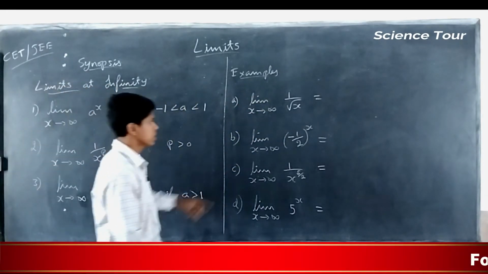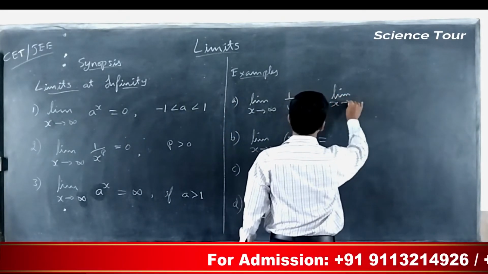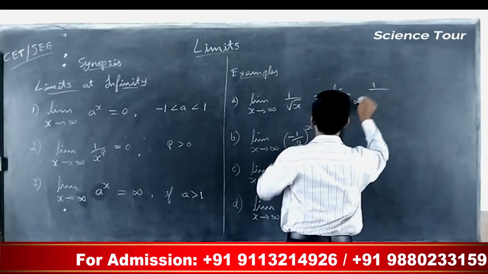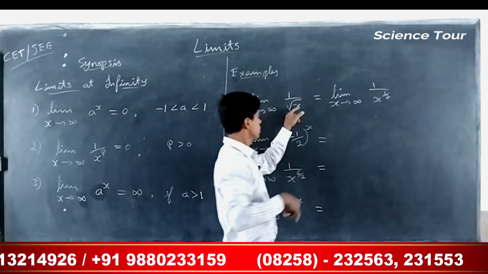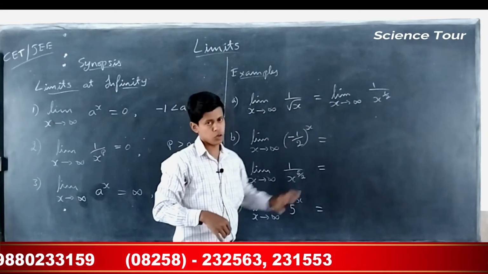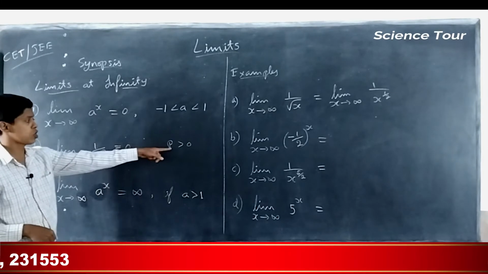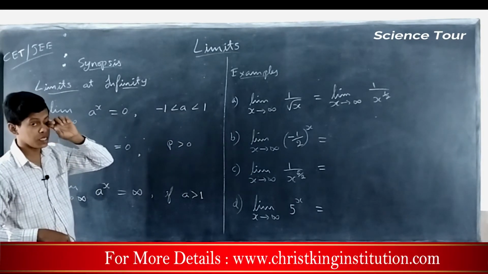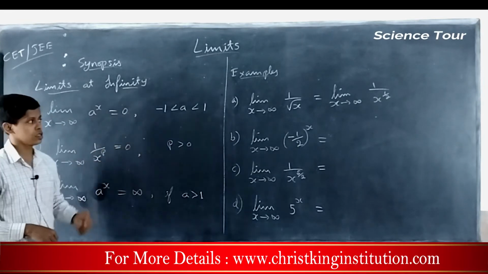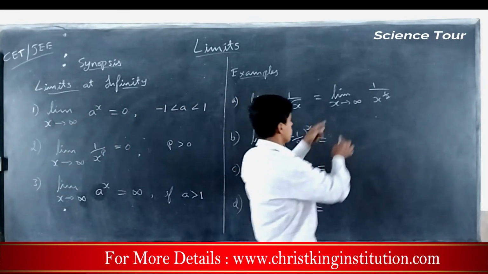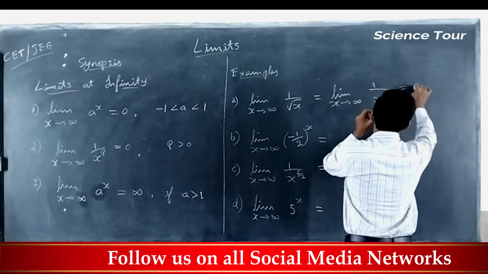The first question can be rewritten as limit x tends to infinity 1 by x to the power half, since root x is x to the power half. That is comparable to this formula, where p is positive, greater than 0. So what is p there? p is half, which is greater than 0. Therefore the answer is 0, because when you put infinity here, you will get 1 by infinity, which is 0.